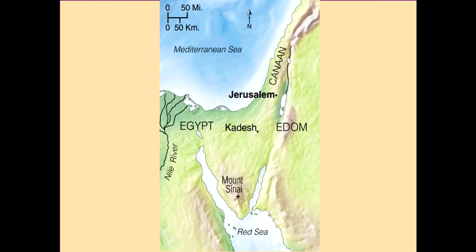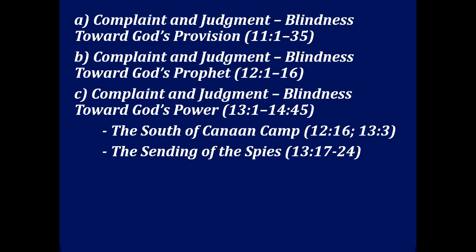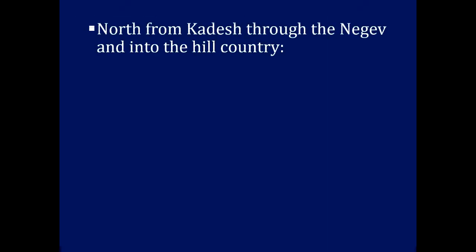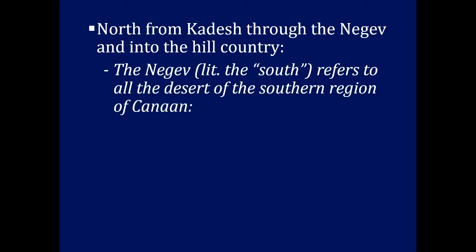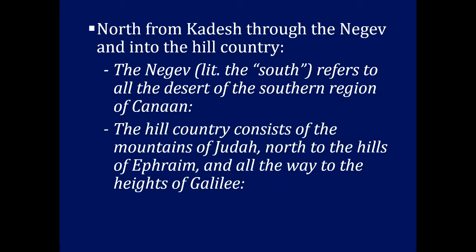So this is where we find the nation of Israel, at Kadesh. They are going to send the spies, and they're going to go in and search out the land. They have their walking orders, if you will, the route they were to take. North of Kadesh was the Negev. This was the hill country, and literally Negev just means the south. This refers to the desert southern region of Canaan, and this is where they're going to begin their journey. The hill country consists of the mountains of Judah, north to the hills of Ephraim, and all the way to the heights of Galilee.